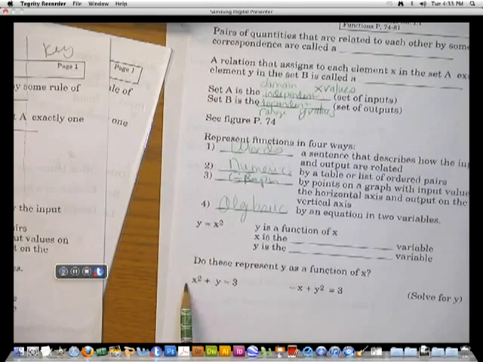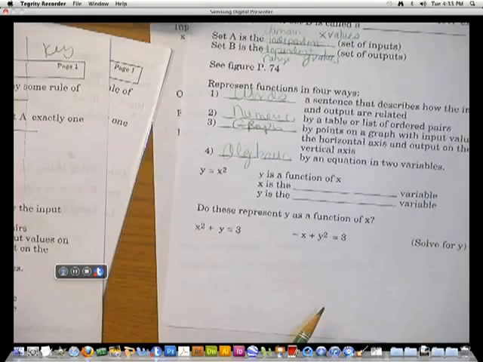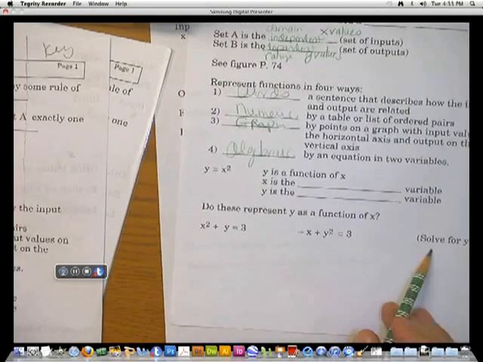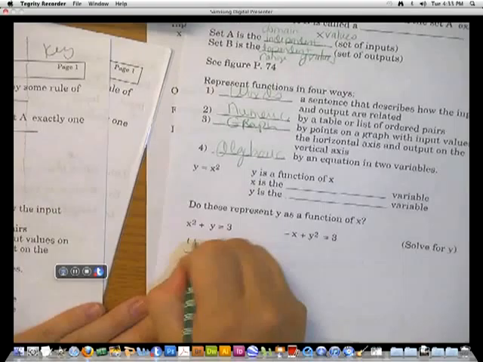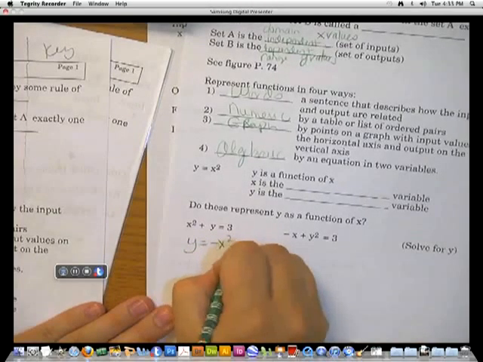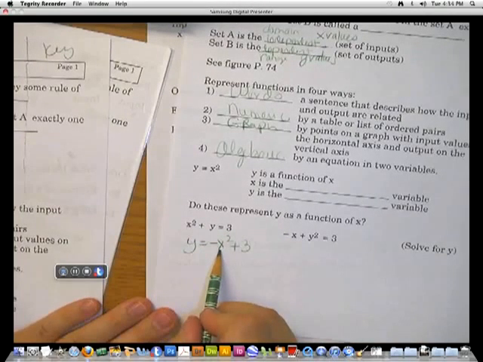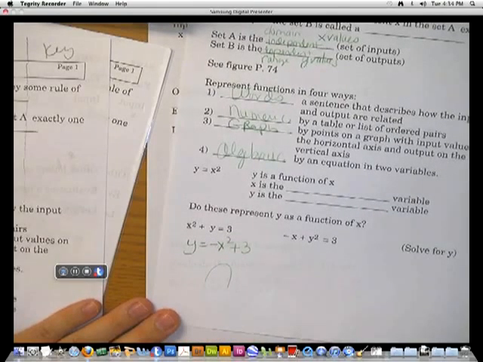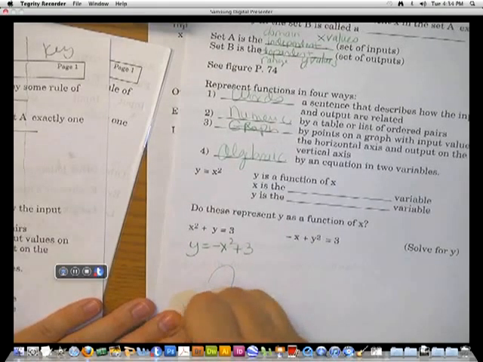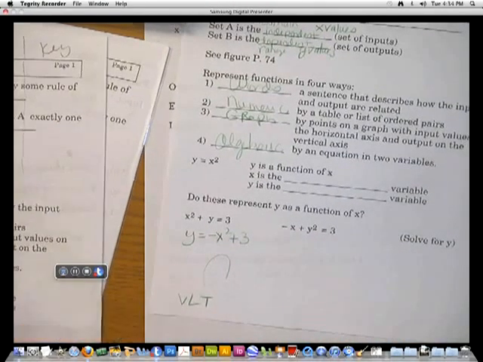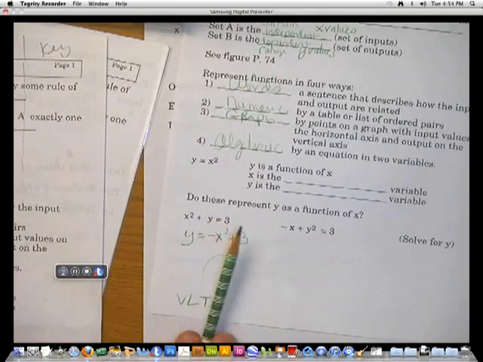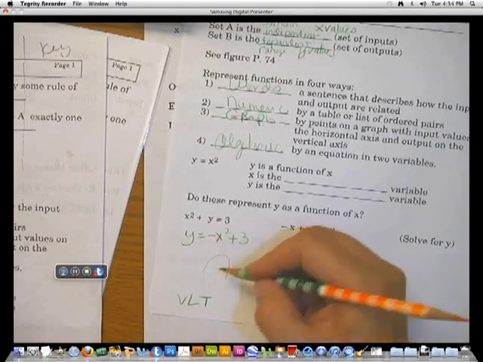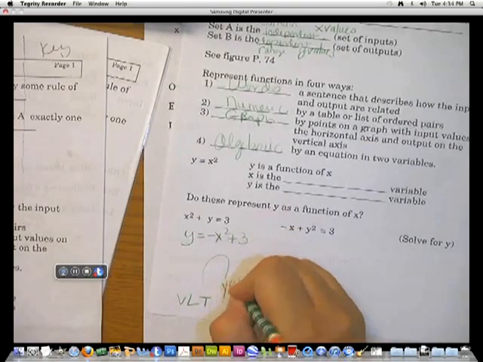So do these represent y as a function? First thing you need to do is solve for the y value. We're going to subtract the x squared over. We should know that an x squared is a parabola, and a negative means that it is going to go downwards. But we do know our vertical line test, something we ran several times last year when we talked about functions. With the vertical line test, it can only touch every point one time. And we do get to say, yes, it is a function.